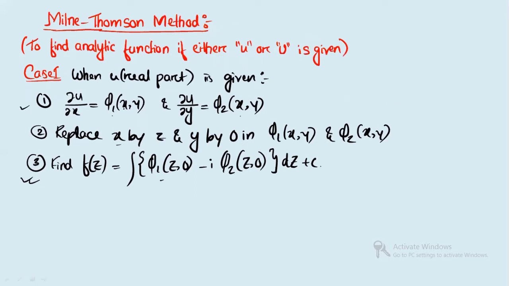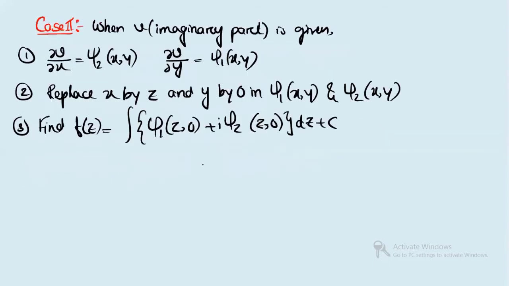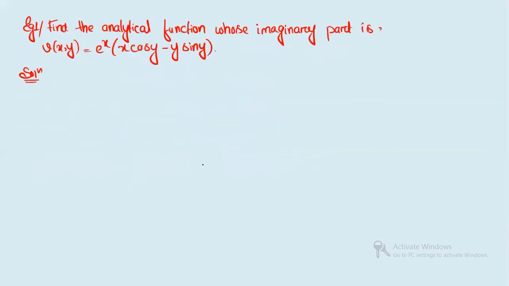Rest everything is the same. First step is the same; you just have to remember this will be psi 2 then psi 1. Here we are taking phi. Replacing is the same, and this will also be the same, psi 1 and psi 2. The order is 1 and 2 only, but the sign will be plus here. Clear? So this is how you can find the analytic function using the Milne Thomson method.